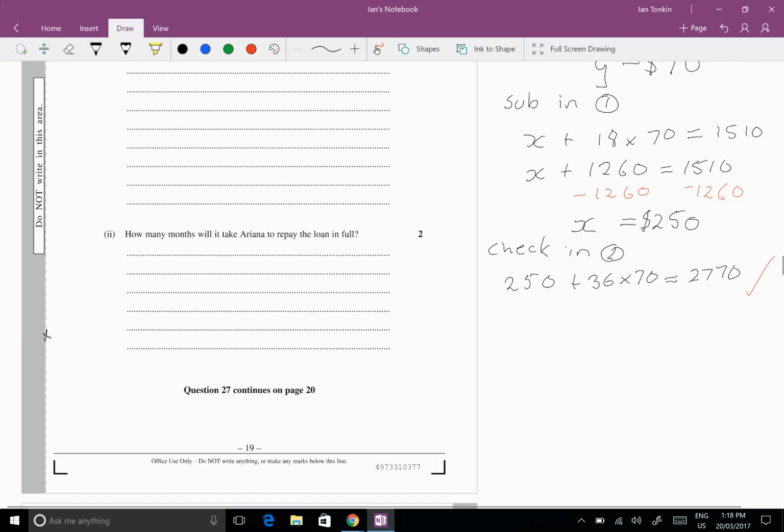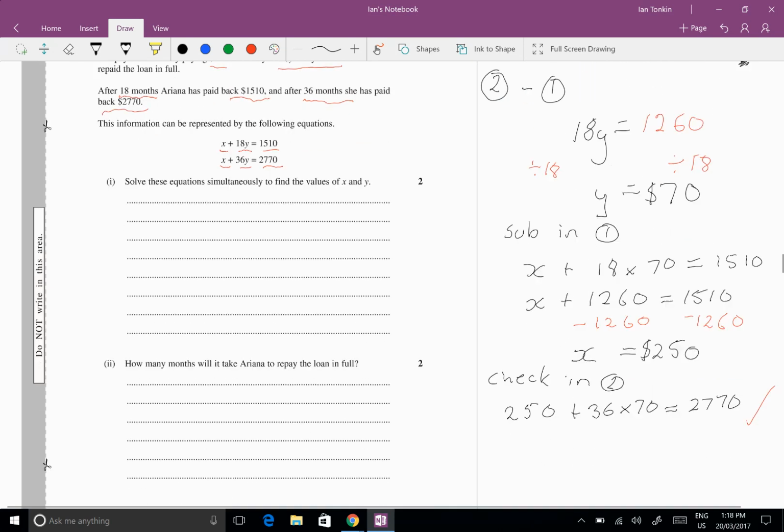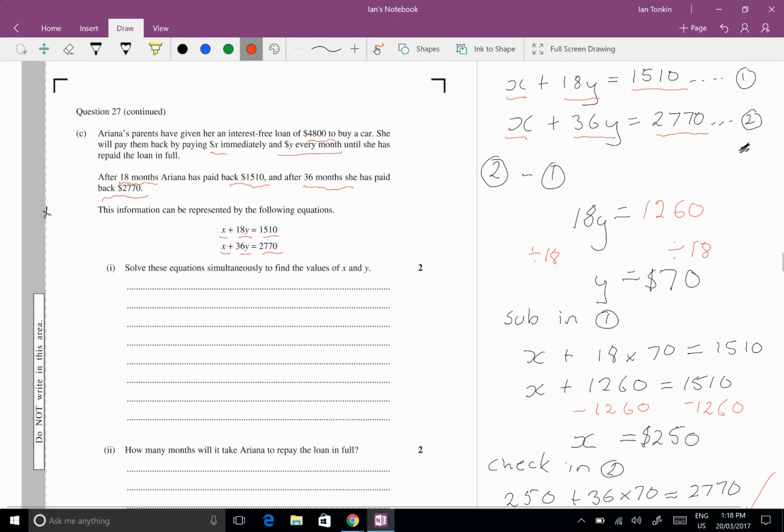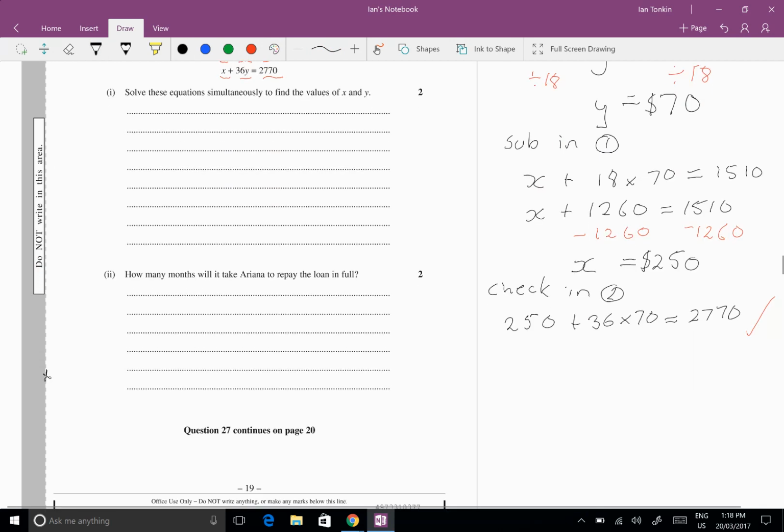Part 2, which is also worth 2 marks, is how many months will it take to pay off the loan? Well, the original loan, look up here, here it is, was 4,800. And it was interest free. So we go down here, 4,800 equals 250, that's what she's going to pay, plus $70 times the number of months. So again, we've got another equation. Well, this is really easy.